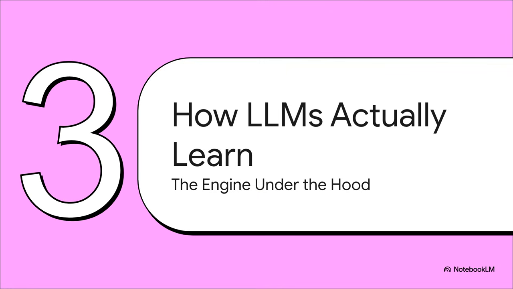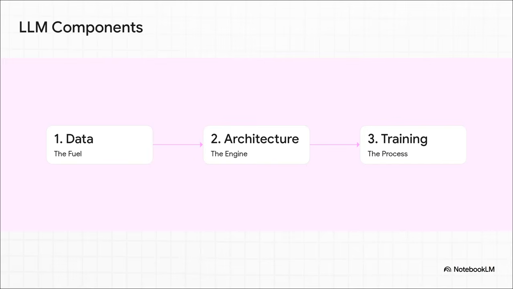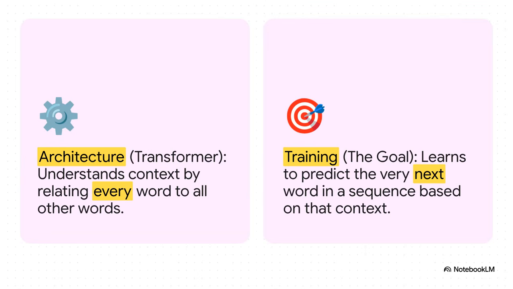Okay, so we've got a massive model with billions of knobs and a massive library of text for it to learn from. But how does it actually learn? Let's pop the hood and take a look at the engine that makes this whole thing run. It really comes down to three main things. You've got the data, that's the fuel. You've got the architecture, that's the engine. And then you have the training, which is the actual process of running the engine on all that fuel. Let's zoom in on the engine and the process, because that's where the magic happens.